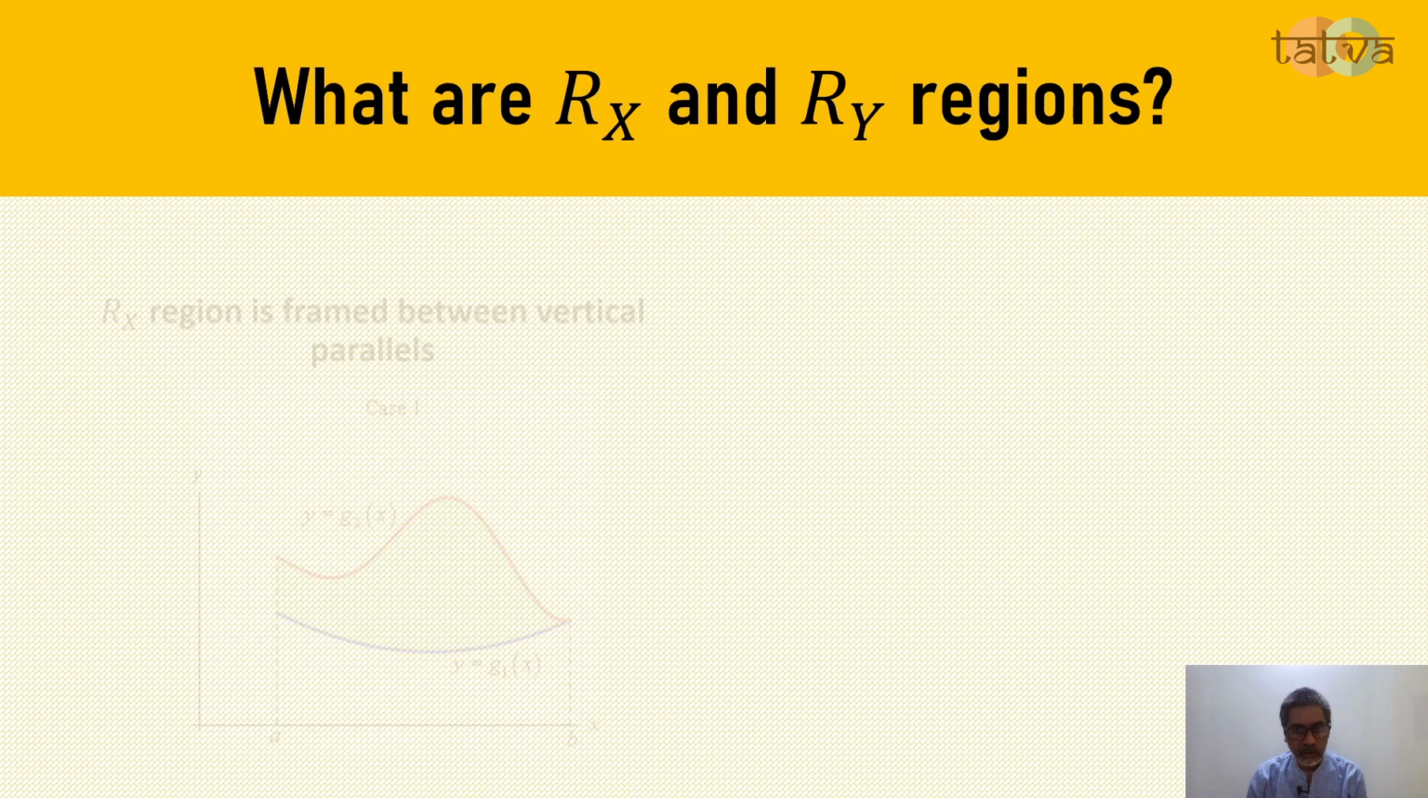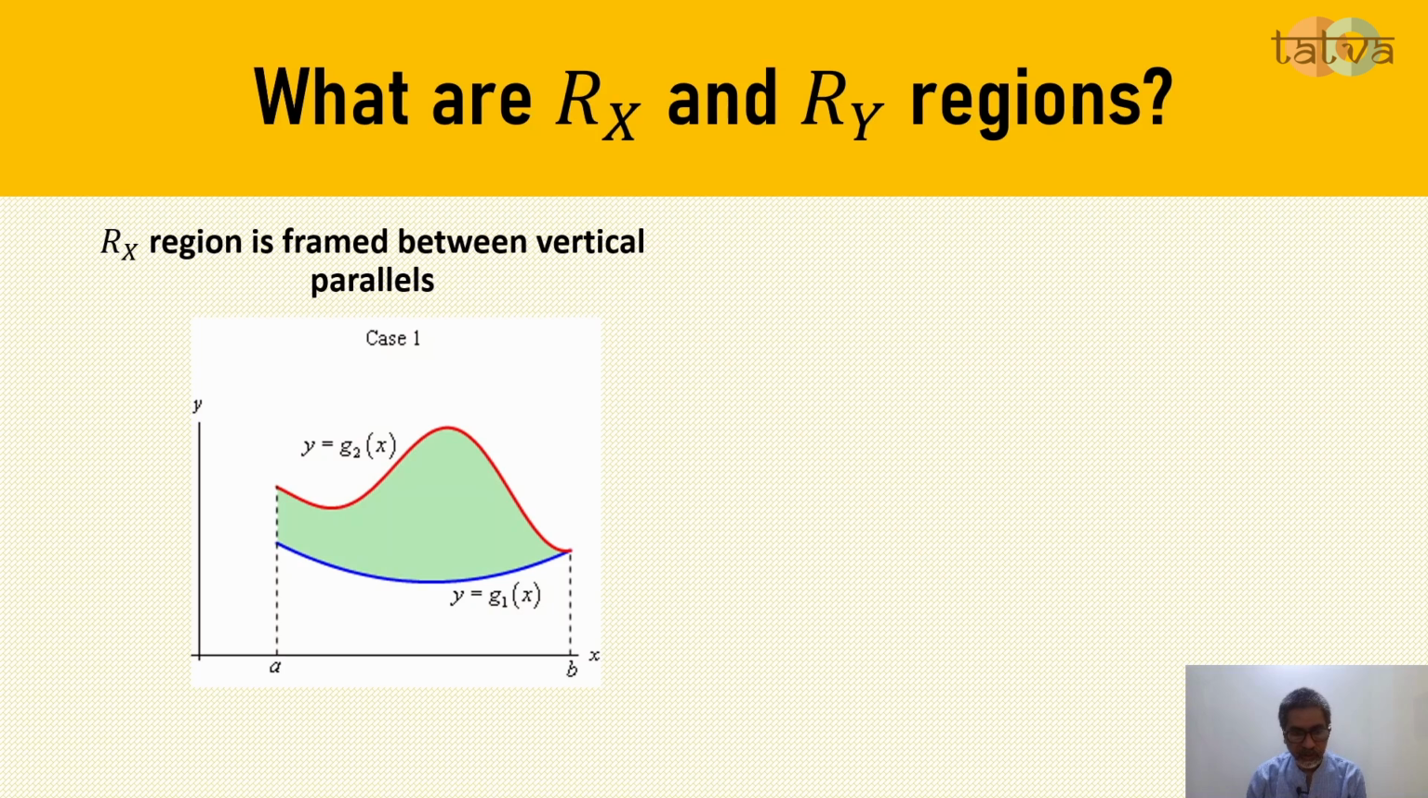To recap the concept, let us look at this graphic where we have a region which is bounded by two curves, y is equal to g1(x) in blue, y is equal to g2(x) in red, and bounded by two vertical lines, x is equal to a and x is equal to b. So a region is said to be an Rx region when it has the property that the upper and lower curves of the region do not intersect anywhere between the vertical parallels. This is what I mean by that.